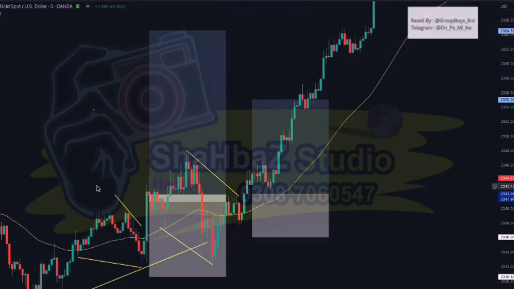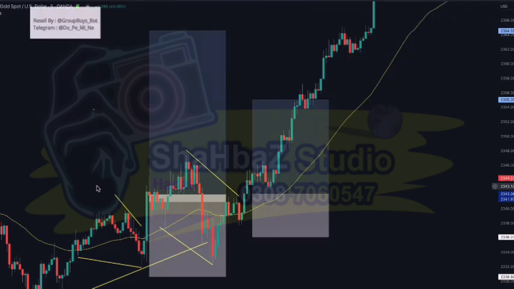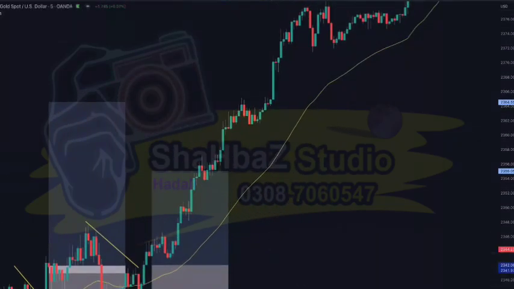Okay. So which I will cover in more detail in the next upcoming chapter. So these are valid zones. Okay. Look at this one. What happened here? This is another flag pattern here. This is a strong bullish candle and breakout.